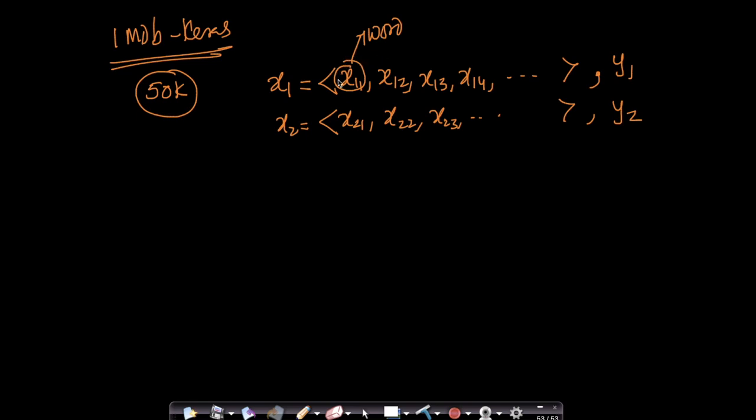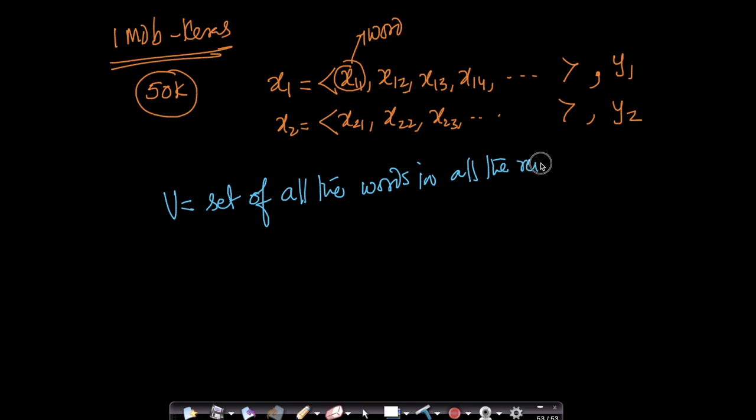And the way they have encoded these words is very interesting. They first built a corpus, so they built a vocabulary. Let's call this set V. It's a set of all the words in all the reviews.